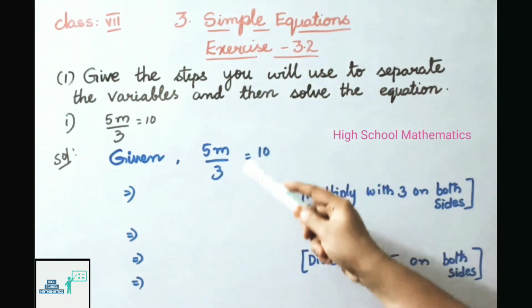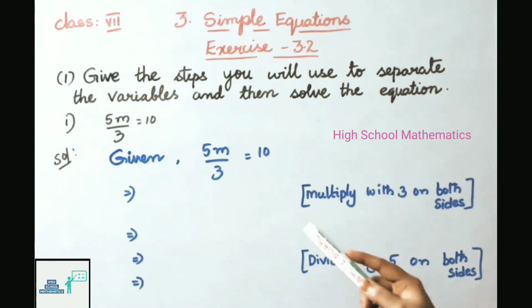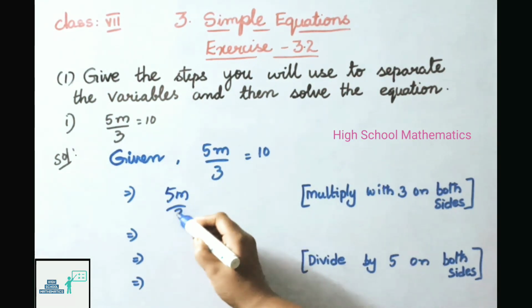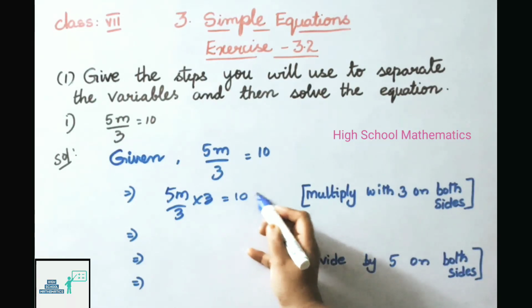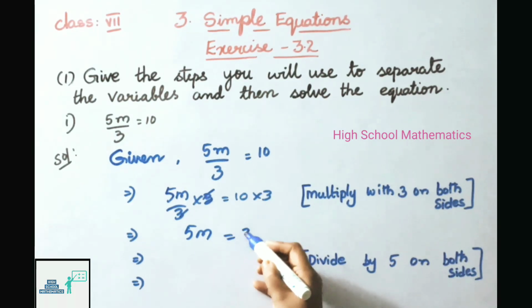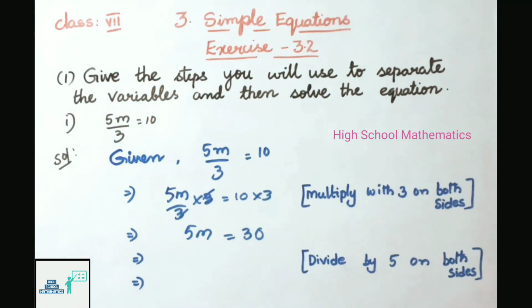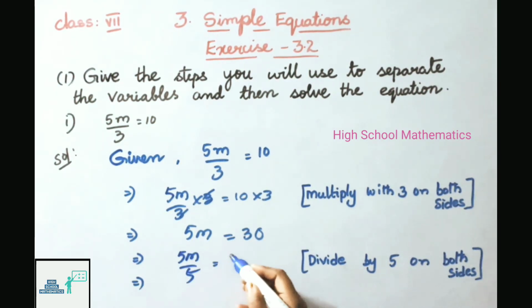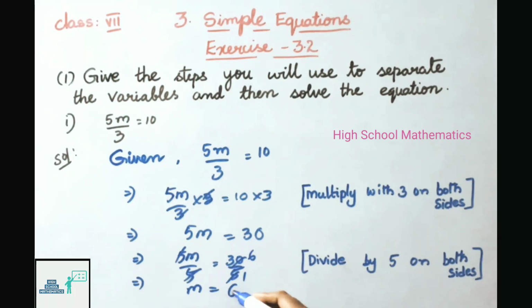Given equation is 5m by 3 equals 10. Now we are going to multiply by 3 on both sides. Write down 5m by 3 into 3 equals 10 into 3. Here 3 cancels. Write down here 5m equals 10 threes are 30. Now we are going to divide by 5 on both sides. So 5m by 5 equals 30 by 5. 5 cancels, m equals 5 table, 5 ones are 5, 5 sixes are 30, so m value is equal to 6. Therefore, m equals 6 is the solution for the given equation.